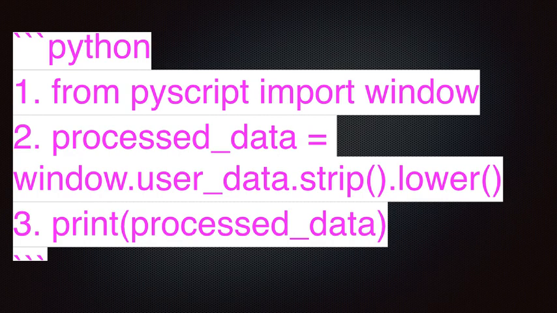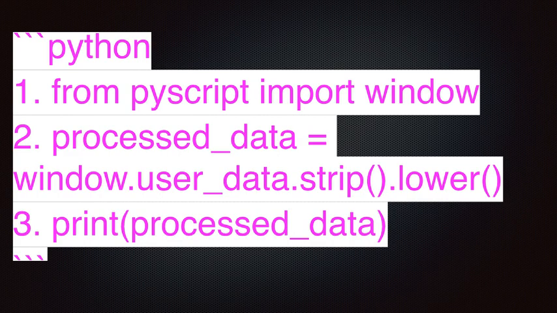So this is a standard method, a standard Python string method. It's being called here on the value that was retrieved from window.user underscore data. So the functionality, we're using the strip method also. This is a Python built-in method that removes the trailing white space from the beginning and the end of strings. And then we're using also the lower method, which converts everything to lower case. So it's all pretty simple.